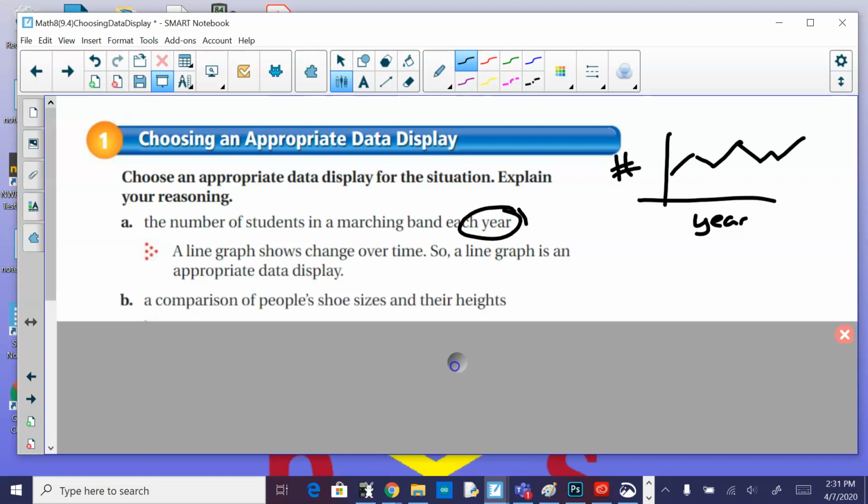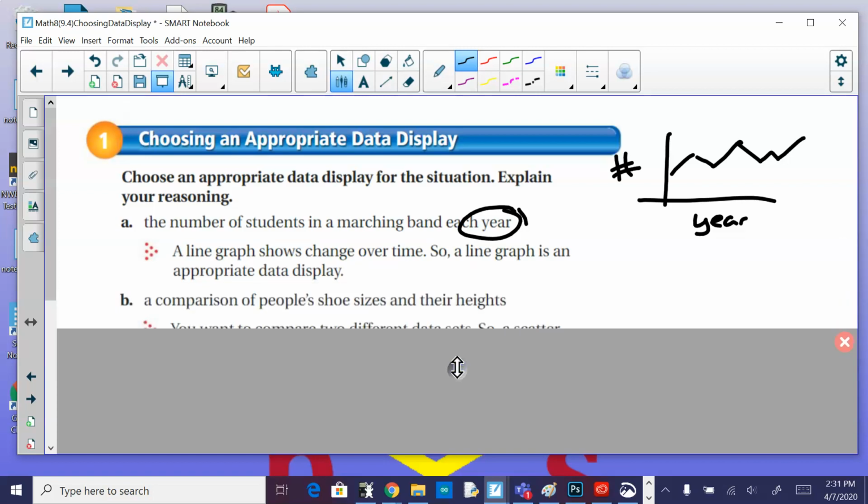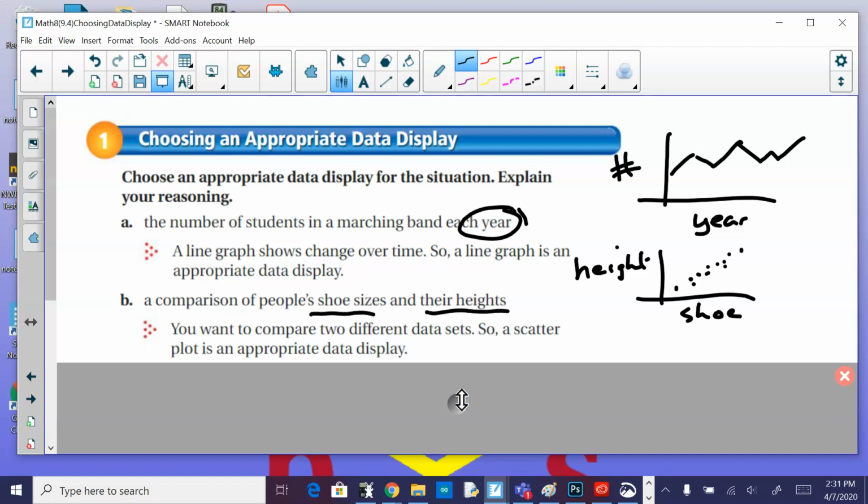Okay, on this next one we want to compare people's shoe sizes and their heights. Here I see two different things that are being compared to try to find some sort of relationship or correlation. So if we were to make a graph and put shoe size on the x-axis and height on the y-axis, we could probably plot some data that would show that the bigger the shoe size, the taller the person. So a scatter plot would be a really good choice to represent that data.